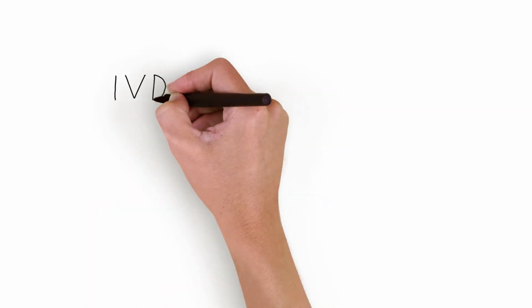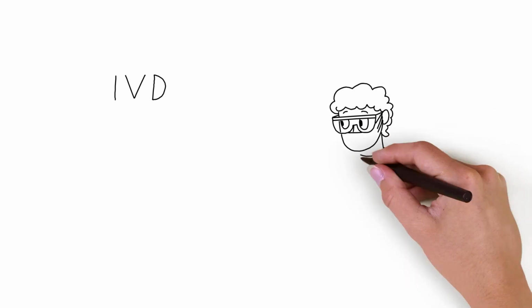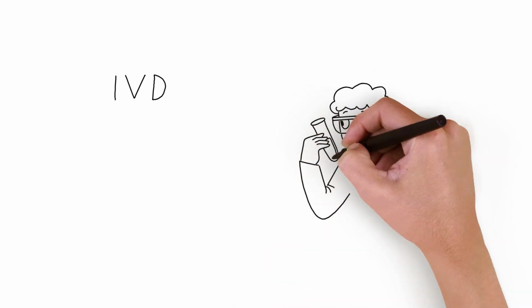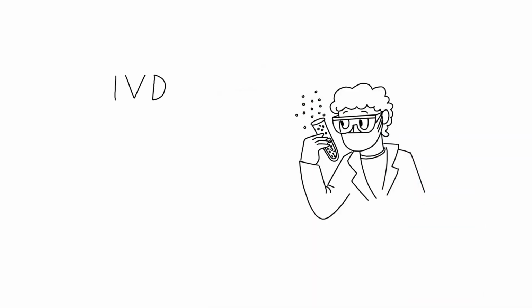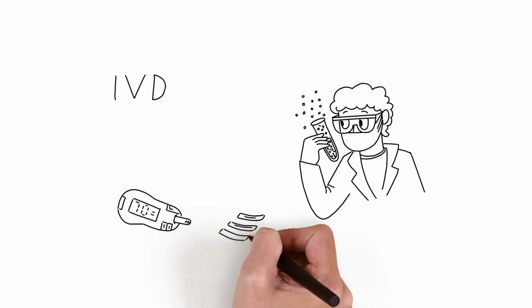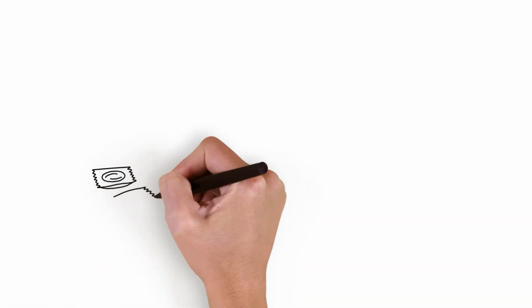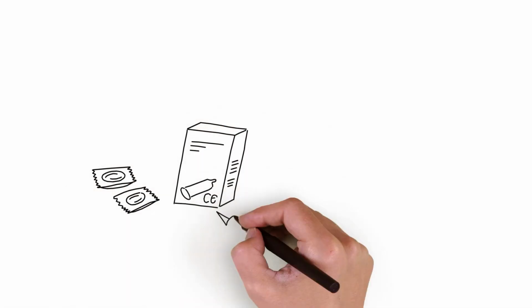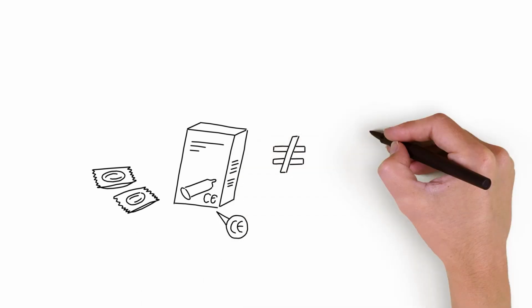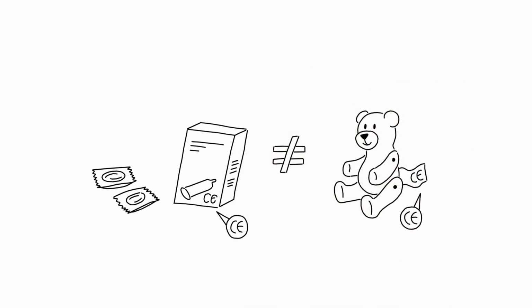IVD, in vitro diagnostics, make up a separate group of medical devices. They are used to investigate samples obtained from the human body. IVD are also classified into four risk classes. Examples of in vitro diagnostics include tests for trisomy, HIV or blood glucose. Medical devices can be identified by the CE mark, but caution! Other products such as toys or elevators can also bear this certification mark.